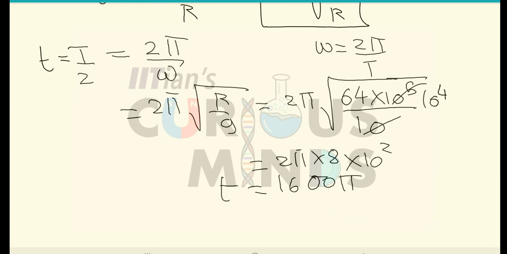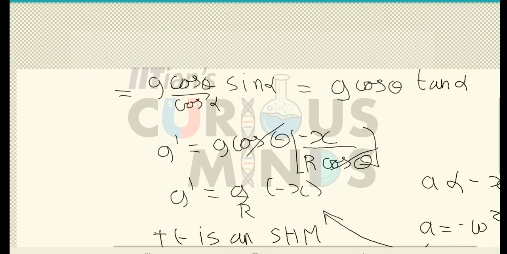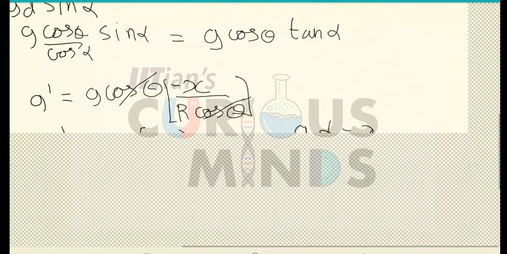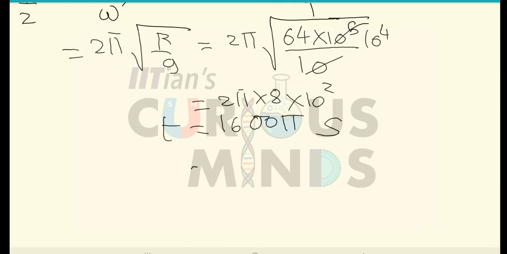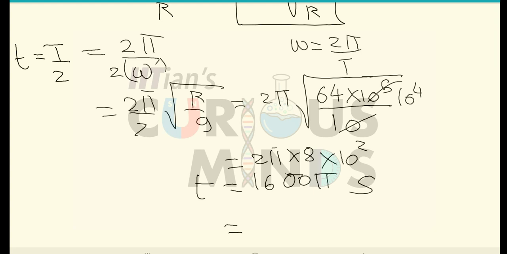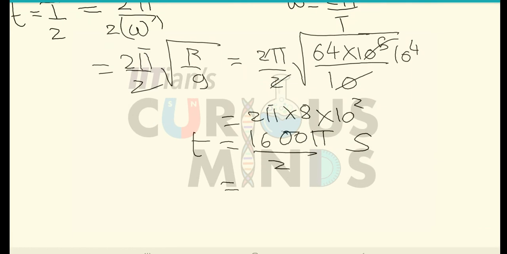This is the time period required, and this time period is in seconds. If you see, the options are given in minutes. So basically it is equal to 1600 pi, and it is also to be divided by 2, so 2 and 2 will get cancelled out. So basically it will be equal to 800 pi.